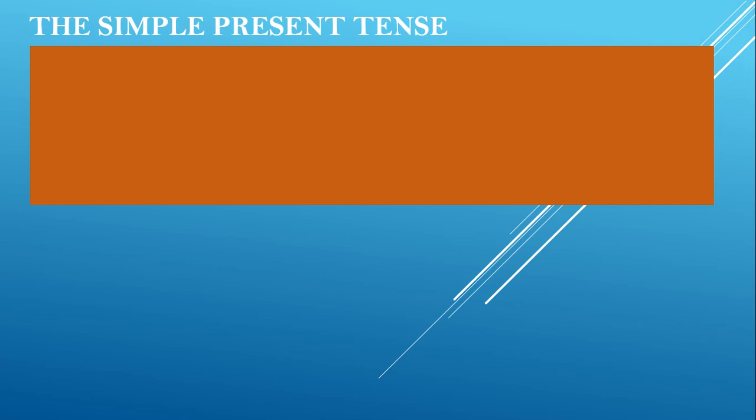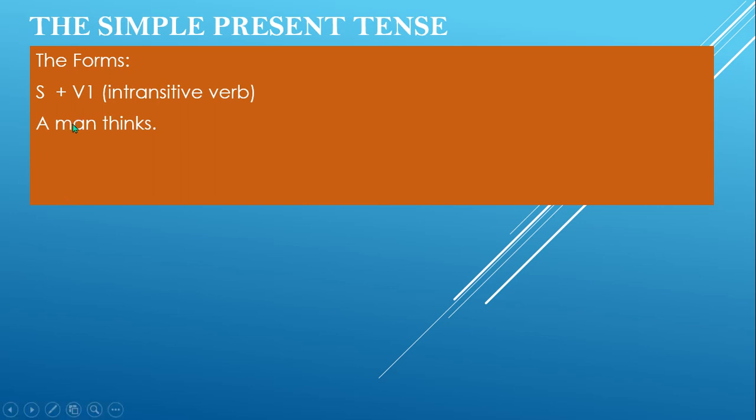So, how can we construct simple present sentences? I will show you two forms, two patterns of simple present tense. The first pattern is subject plus verb 1. For example, a man thinks. A man here serves as the subject of the sentence and thinks serves as the main verb of the sentence.